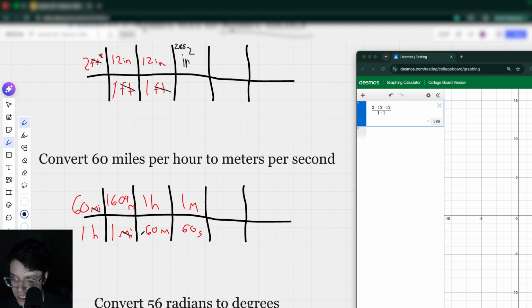Are we good now? We can see, get rid of that, get rid of that, get rid of that, get rid of that. Yes, we just have meters at the top, seconds at the bottom. So I can just go ahead and do now 60 times 1609 divided by 3600. That would be 26.8 meters per second. Like, honestly, you may be watching this video and you may be thinking that I'm like missing some important detail here because it may seem way too easy based off what you're expecting.